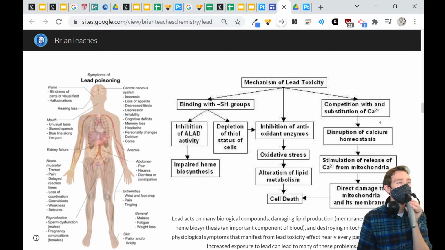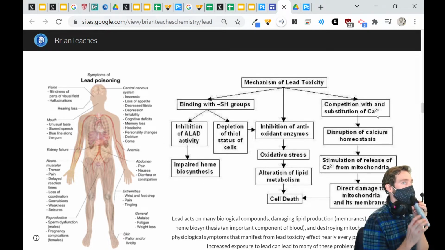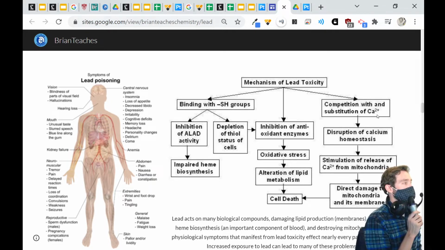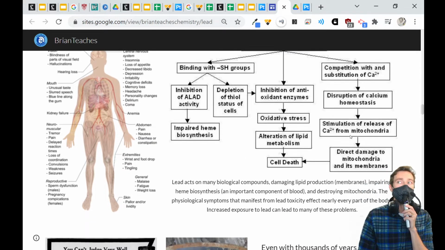Calcium is an important mineral. It's an important ion for muscle contraction. If you have no calcium, you can't contract your muscles. Your nerve cells can't send out impulses or action potentials. It does a ton of damage, tons and tons of damage all across the body. You don't want to be consuming lead.